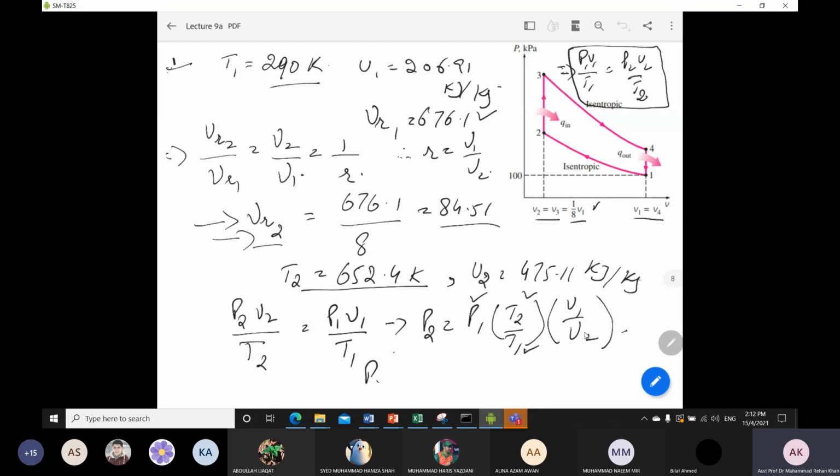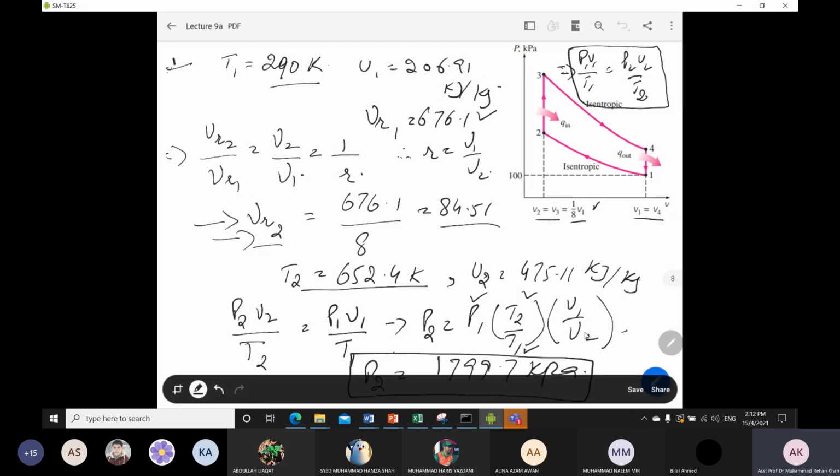So from there you can plug in all the values, and you will find that P2 is equal to 1799.7 kilopascal. So this is your pressure at point number 2. You can just note it down, then we will move towards the state process 2 to 3.